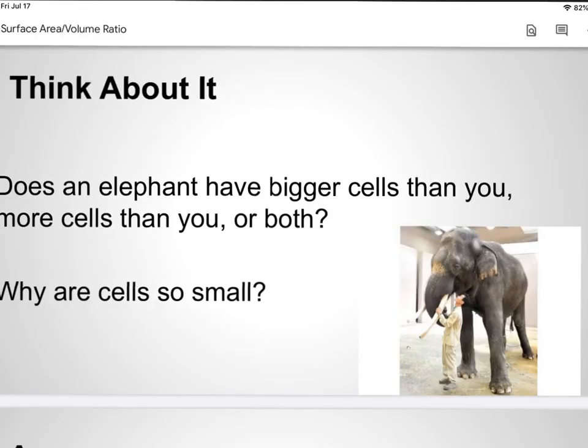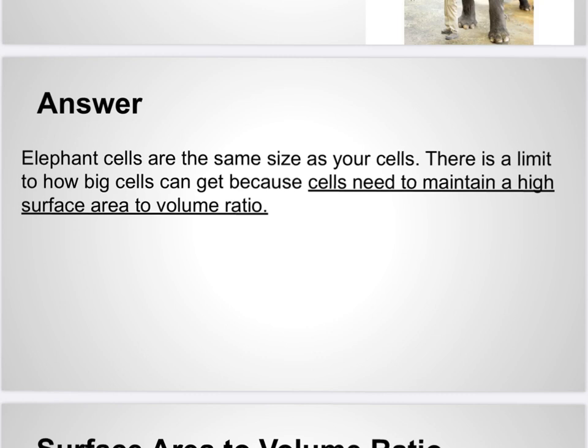So let's think about cell size. Here's an elephant, right? Elephant, much larger than a human. Do you think that elephant has bigger cells than you, more cells than you, or both? So think about it, lock in your answer. So the answer is the elephant cells are the same size as your cells. They have more of them, they certainly have a lot more of them, but they do not have bigger cells because there's kind of a limit to how big cells can be.